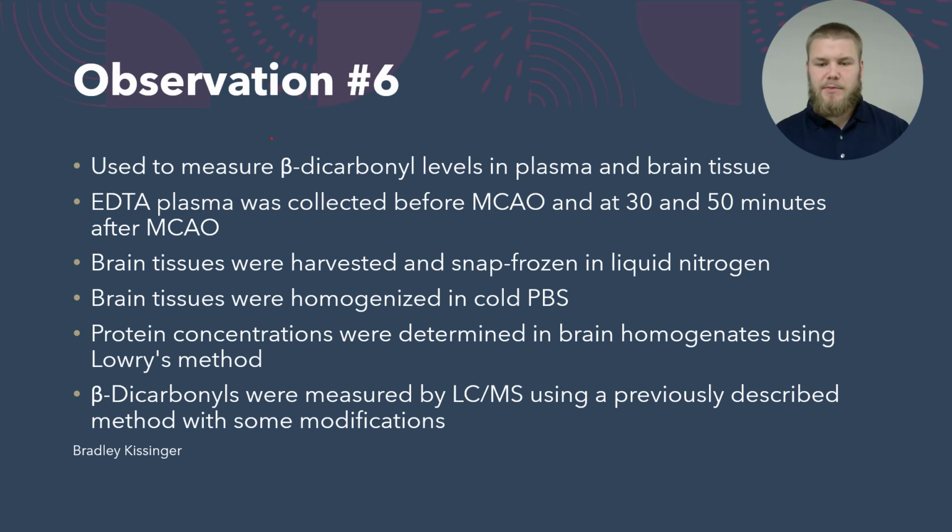So for observation number 6, we're going to be looking at the beta dicarbonyl levels in plasma and brain tissue of mice. The plasma was collected before the MCAO, or the middle cerebral arterial occlusion, 30 minutes after, and 50 minutes after as well. And the brain tissue was taken from the same brain before and harvested and snap frozen in liquid nitrogen. These beta dicarbonyl levels are important because they're the precursors to the end products that cause the hyperglycemia-induced damage, or the things that just make it worse for stroke patients when they have hyperglycemia.